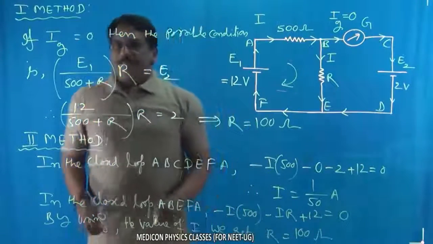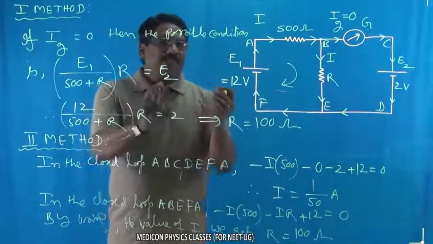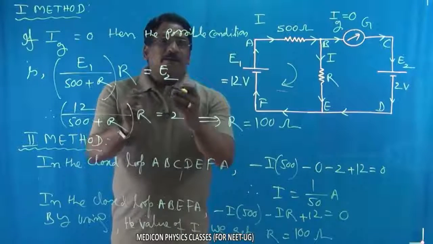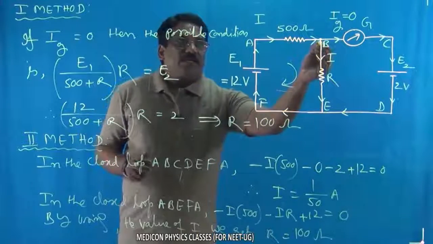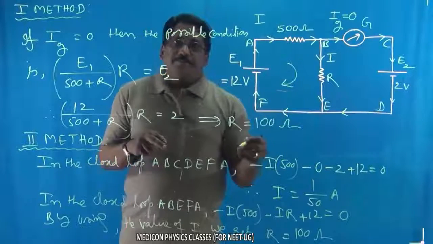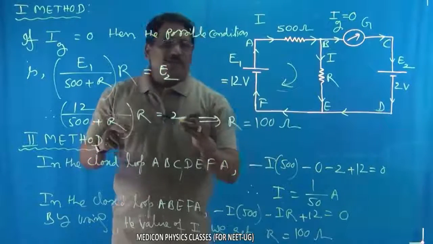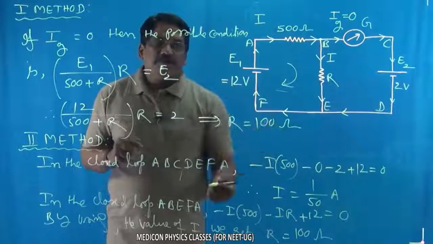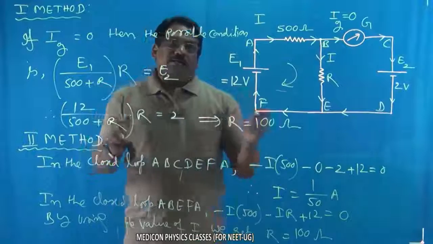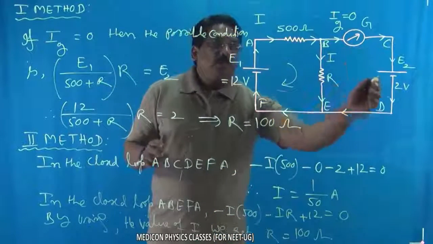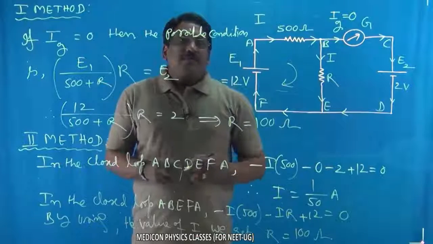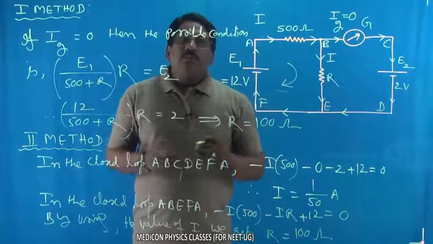So you see, of course the first one appears to be a very simple method, but the idea of equating the potential drop across this IR to E2, we may get, may not. If we get it, it's fine. We can solve it very easily, R equal to 100 ohms. Otherwise, if we were to solve by the conventional method, general format, by using loop theorem, we can solve it by this method. So our answer is option 2, that is 100 ohms.